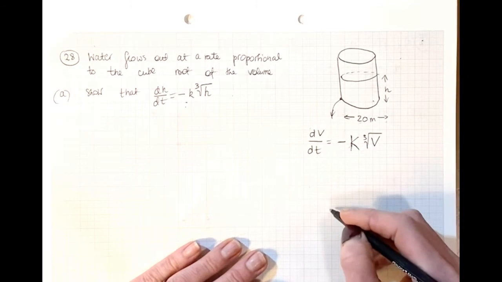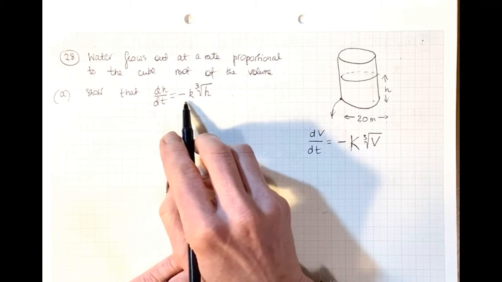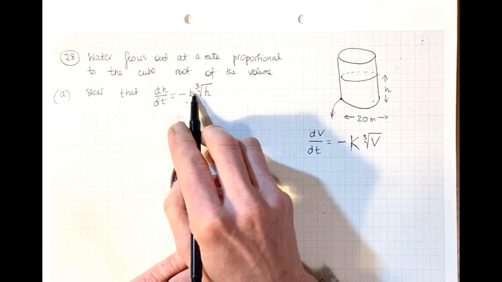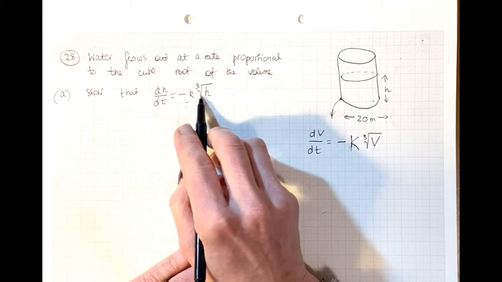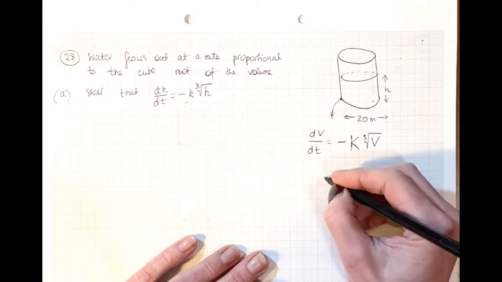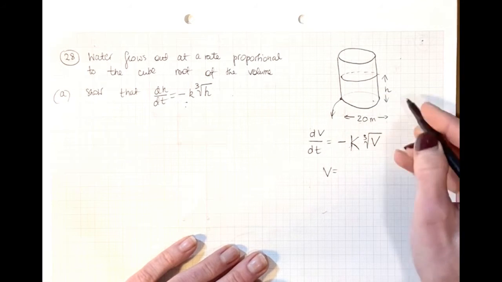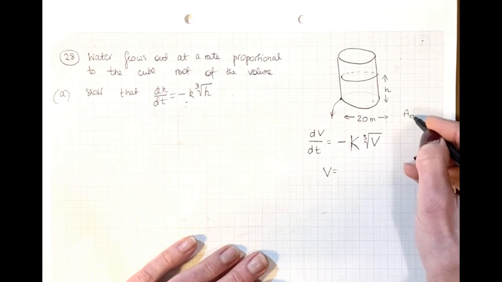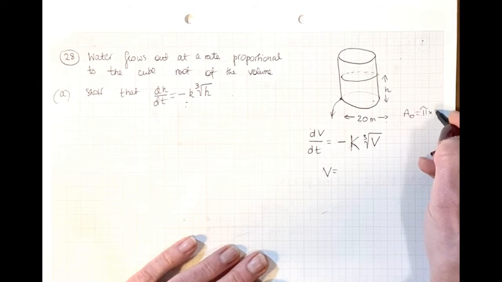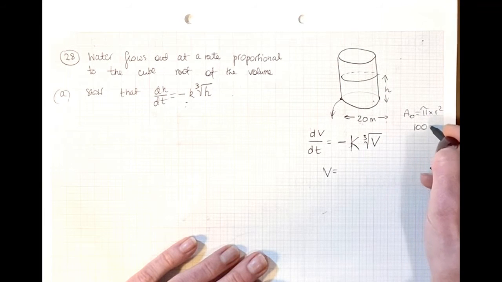So that is what we know, what's given. It says show that t minutes after the tap is opened, dh/dt is equal to minus k cube root of h for some constant k. Since they mentioned volume of a cylinder is the area of the base, the area of the circle is pi times radius squared. So this is going to be, radius is 10, so it's 100 pi.